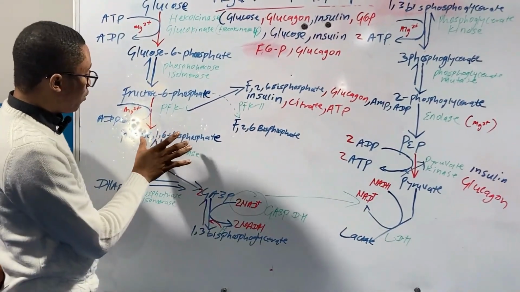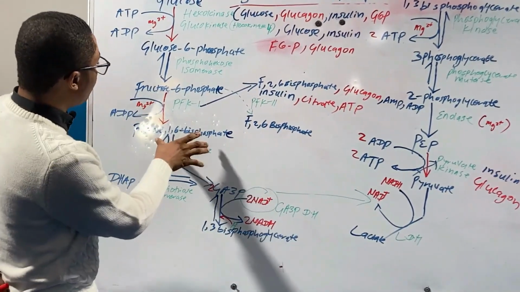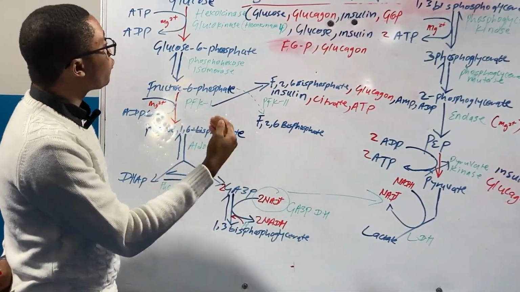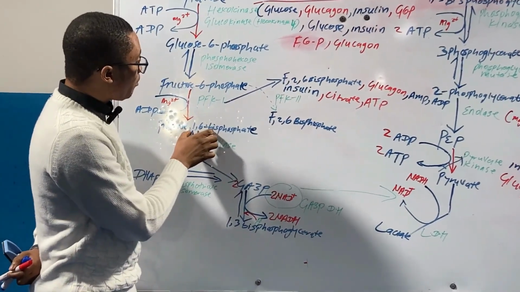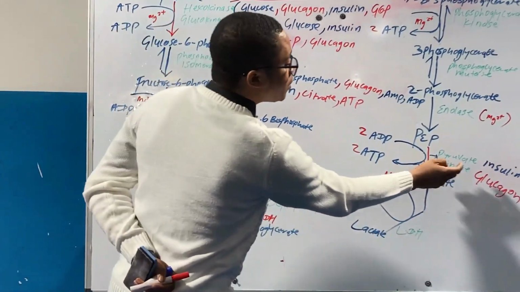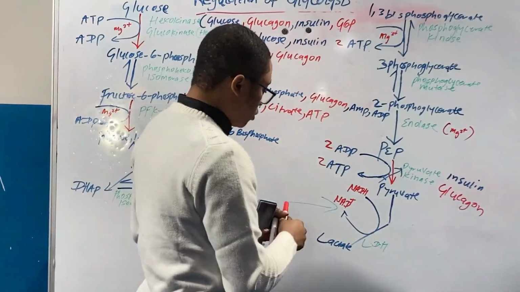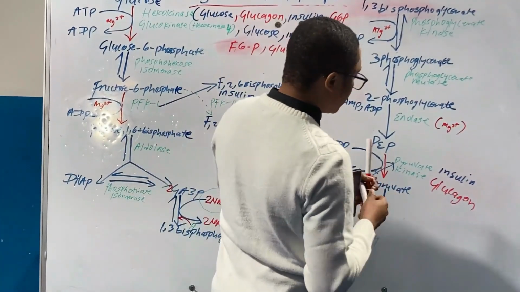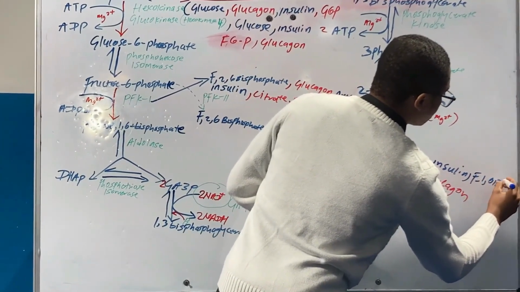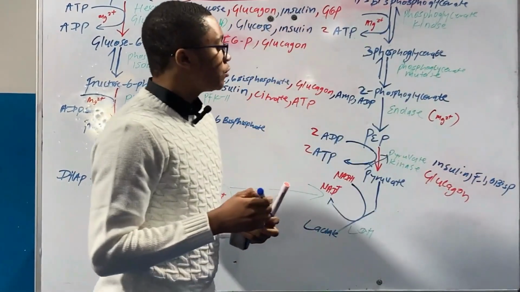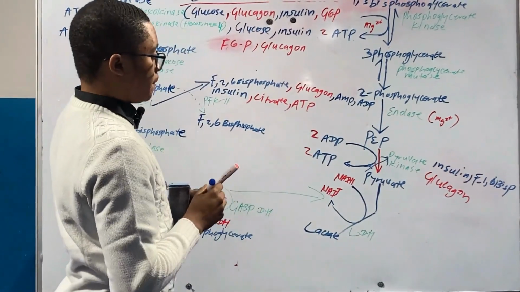Since we have a lot of fructose 1,6-bisphosphate, which means a lot of glycolytic processes are occurring in the human body, this compound comes all the way from here to increase the activity of this enzyme so that the glycolytic process can go on smoothly. So fructose 1,6-bisphosphate stimulates this process.